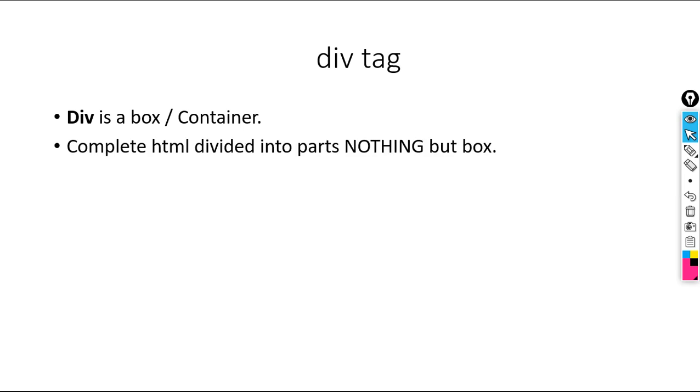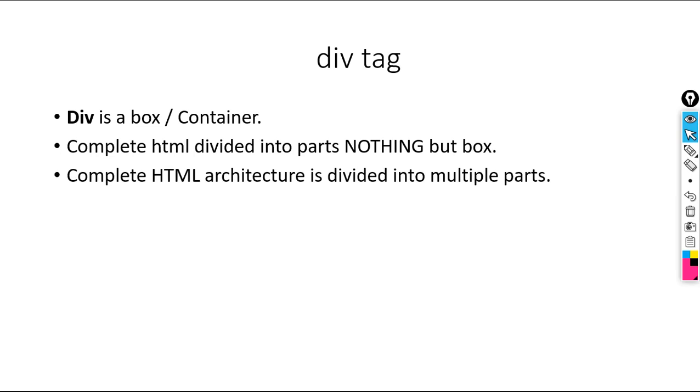Today we are going to learn a very important point. What is that? Div tag. Please pay attention. This is a very important tag in HTML. Now what is the div tag? Div is a box, or we can say div is a container. Complete HTML is divided into parts, nothing but boxes. Complete HTML architecture is divided into multiple parts.